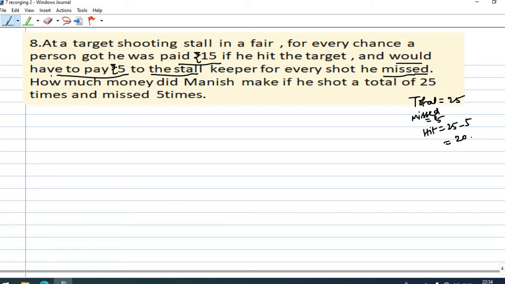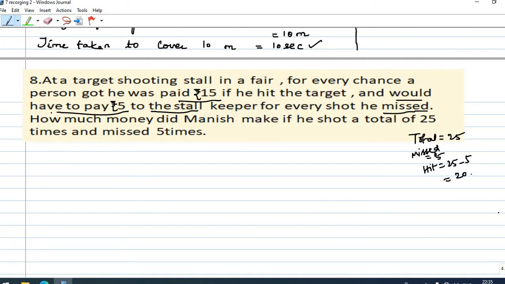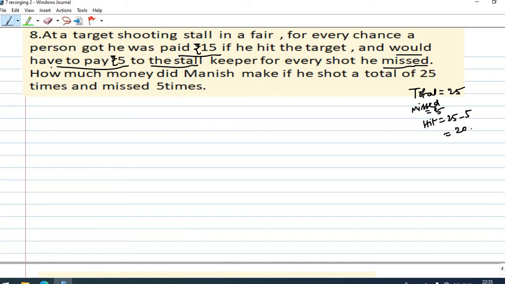Can you understand this, children? Let me move to the steps. Listen. Solution. Money earned by Manish when he shoots the target, which is what? Rupees 15.